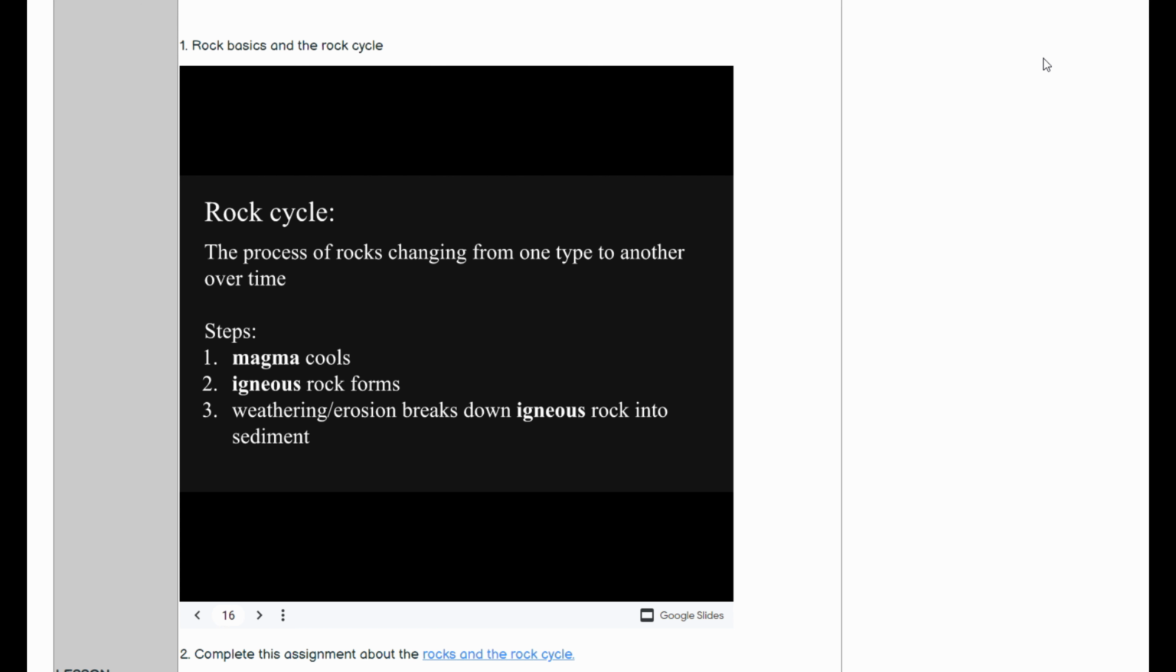So, one example would be you have magma underneath the surface, deep within the earth. Magma is going to rise up, it's going to cool off, it's going to solidify and form igneous rock. Once it does that, the igneous rocks are on the surface. You have weathering and erosion happen that breaks them down into sediments.